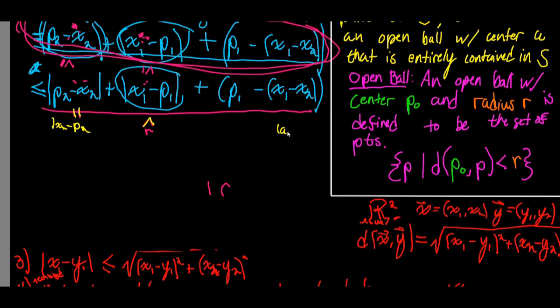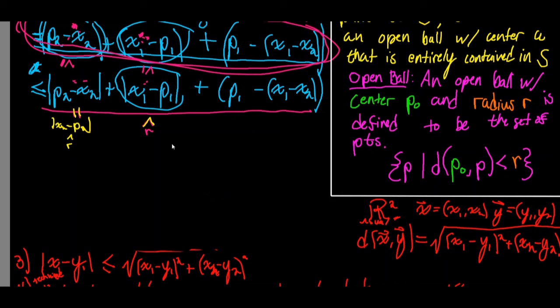Remember, the absolute value of a minus b is the same as the absolute value of b minus a. So the absolute value of p2 minus x2 is equal to the absolute value of x2 minus p2, and that is less than our radius.